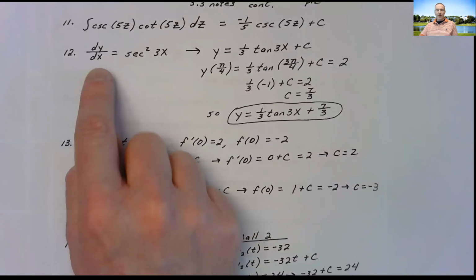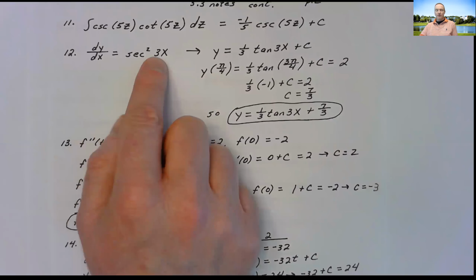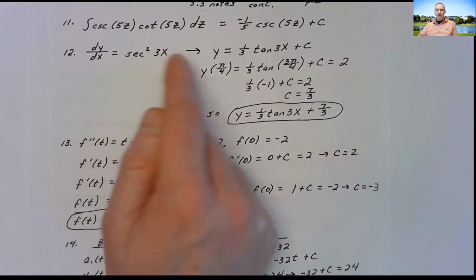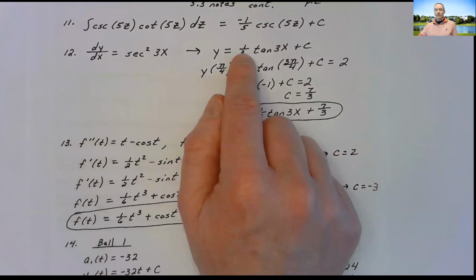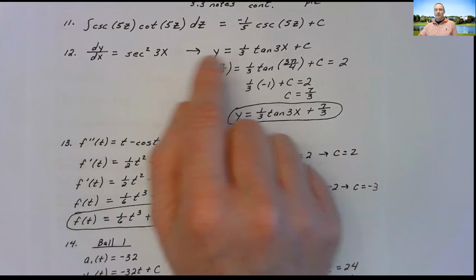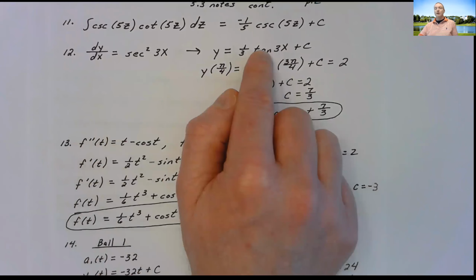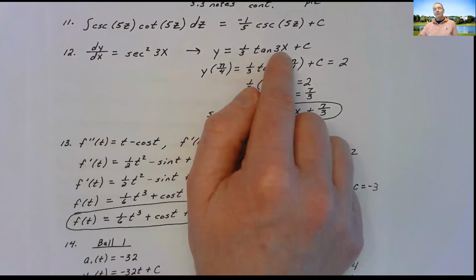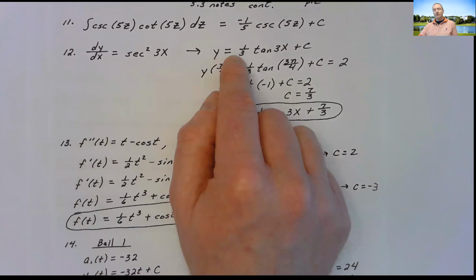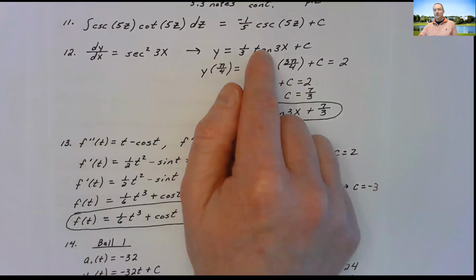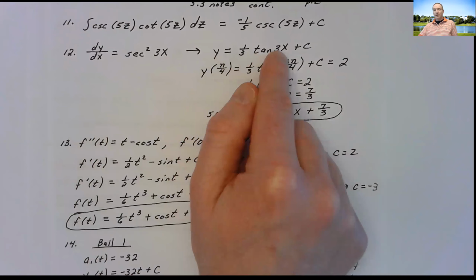I said, oh, all right, my first derivative is the secant squared of 3x. Whenever we integrate that, we know that the original function is going to be the integral of secant squared, which is tangent. Since the derivative of tangent is secant squared, I keep the angle. But then I have to say divided by the derivative of that angle. So I'm getting 1/3 the tangent of 3x plus the constant of integration.